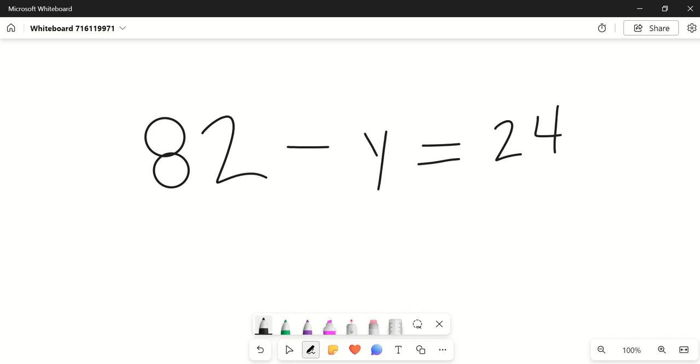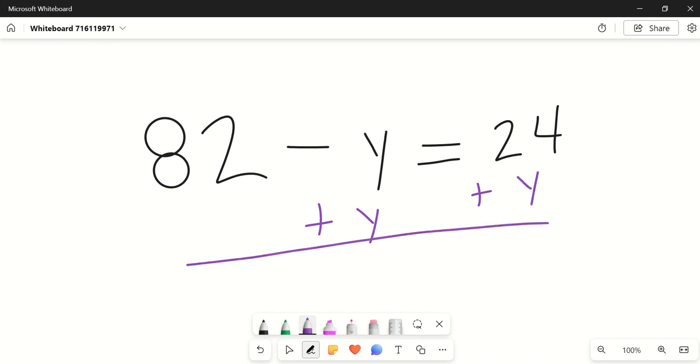I can't move the 82. I mean, technically I could, but it's going to make life a lot harder. The variable is y, and the variable doesn't have something happening to it, right? The variable is happening to 82. So, in this case, I would move the variable, plus y on both sides. This would become 82 equals 24 plus y. And now I can subtract the 24 from both sides.